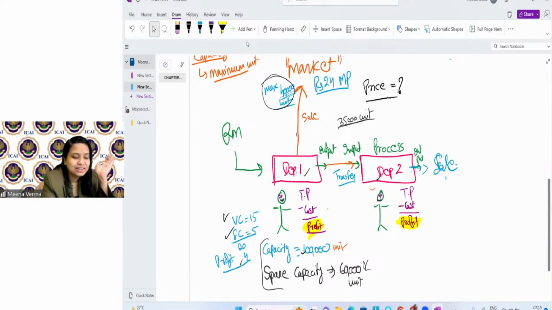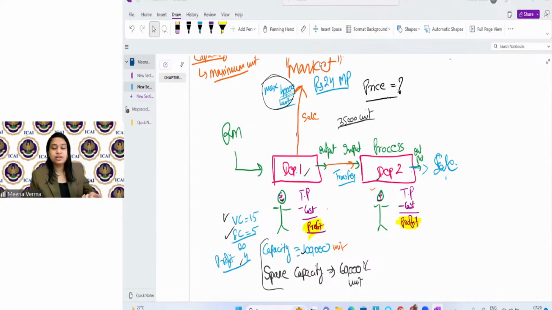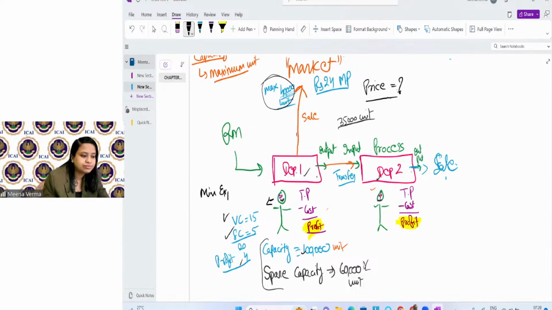Exactly, Janvi. Variable cost, exactly. See, if I will produce an extra unit, at least I will incur the variable cost. Right? So the minimum expectation of this manager will be variable cost. He will at least give me variable cost because I'm having spare capacity. So my minimum expectation will be at least to recover the variable cost.